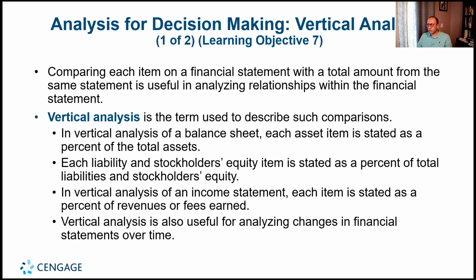In vertical analysis of a balance sheet, each asset item is stated as a percent of the total assets. Each liabilities and stockholders' equity item is also stated as a percent of the total liabilities and stockholders' equity, which is also, by the way, equal to the total assets. In vertical analysis of an income statement, each item is stated as a percentage of the biggest number of the income statement, which is typically the revenues or the fees earned. Vertical analysis is also useful for analyzing changes in financial statements over time.